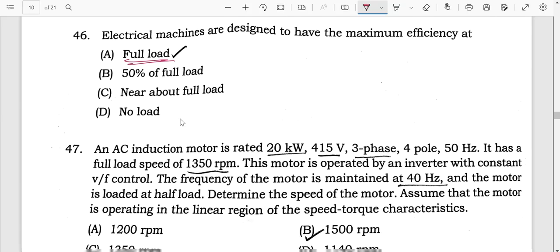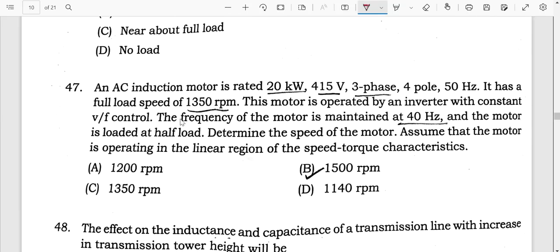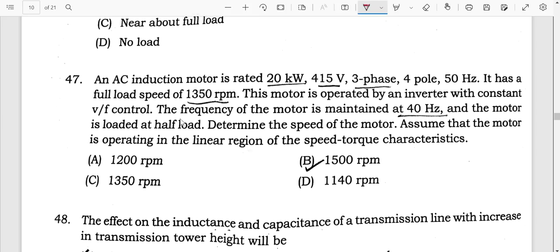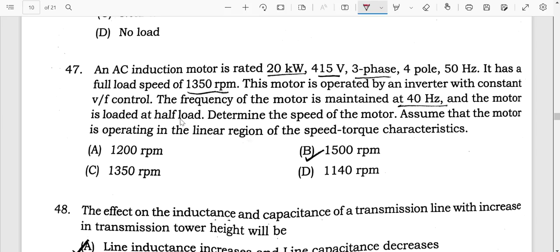Next one, here we have the induction machines question. This question is a little bit theory question, I mean extended question. An AC induction motor is rated 20 kilowatts, 415 volts, 3 phase, 4 pole, 50 Hz. It has a full load speed of 1350 rpm. This motor is operated by an inverter with a constant V by F ratio. So this is a hint here. The frequency of the motor is maintained at 40 Hz and the motor loaded at a half load. Determine the speed of the motor, assuming that the motor operating in a linear region of the speed torque characteristics.